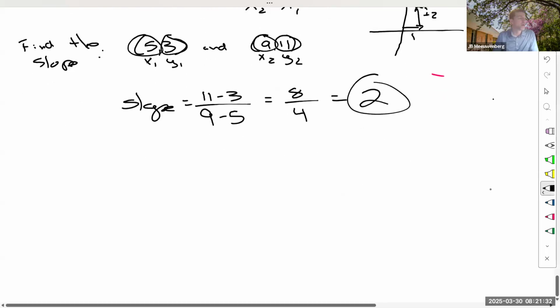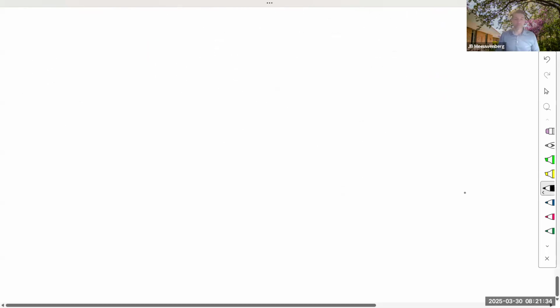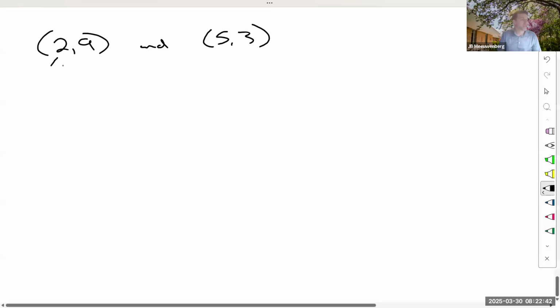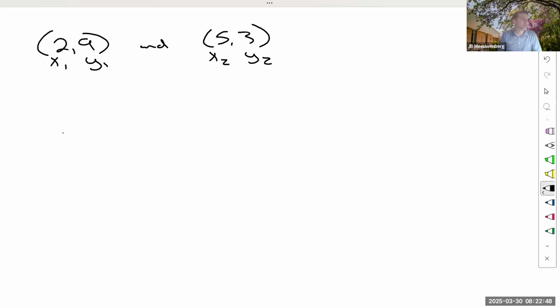Let's do one more of those. So let's try another one where you're finding the slope between these 2 points, 2, 9 and 5, 3. So take a moment to find the slope between those 2 points. So again, we use our formula. I always like to label my points first, x sub 1, y sub 1, x sub 2, y sub 2.